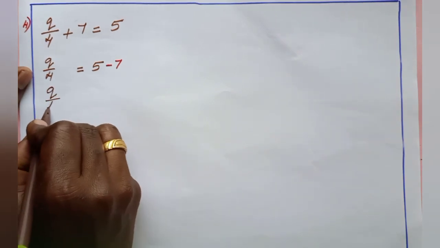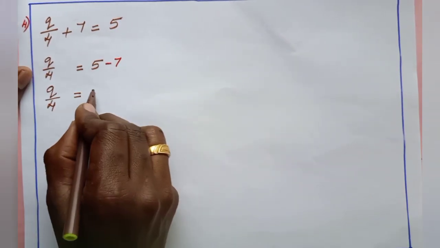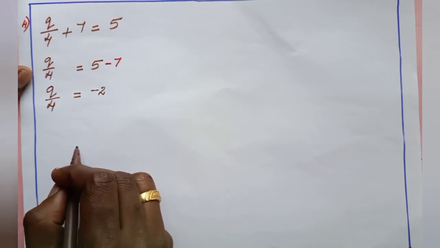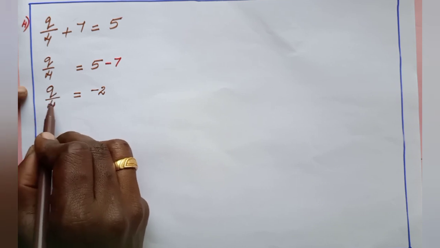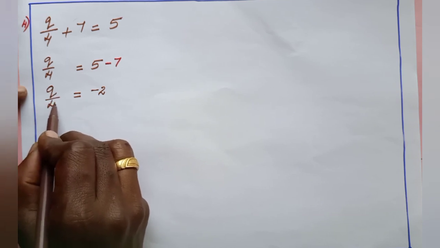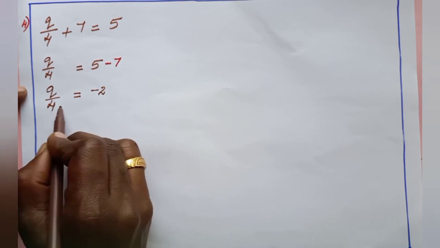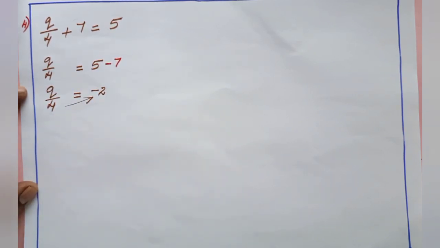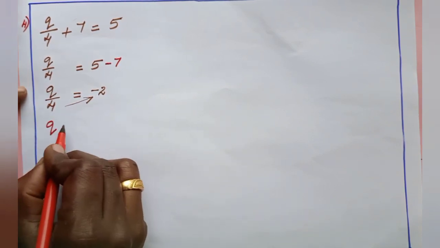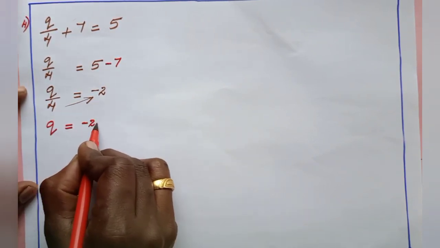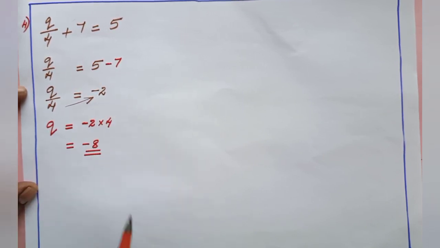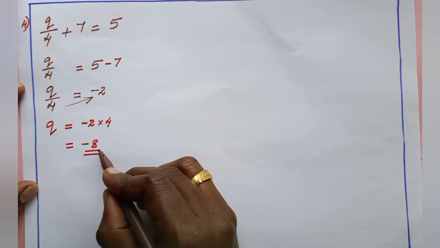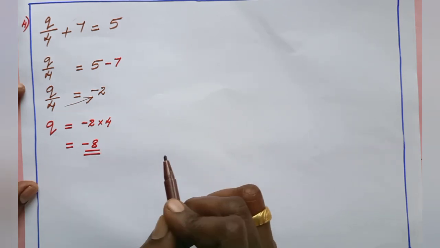Then do the calculation on the right side. 5 minus 7 we get minus 2. Then to find the value of Q, here it is divided by 4. Divided by 4 transposes to the right side and changes into multiplication. So Q is equal to minus 2 into 4, so the answer is minus 8. Okay, clear? So Q equal to minus 8 is the solution.